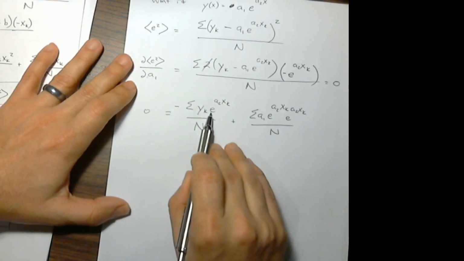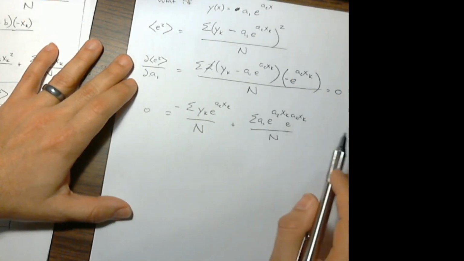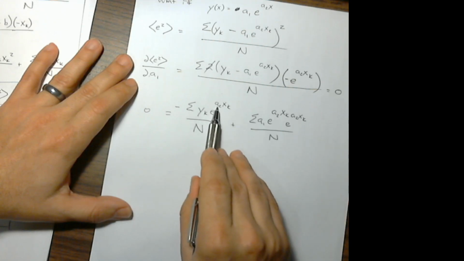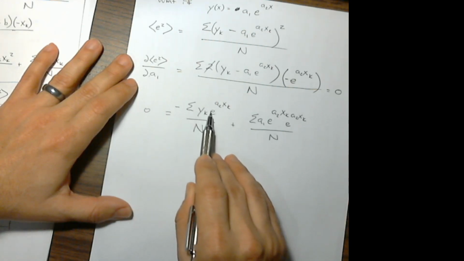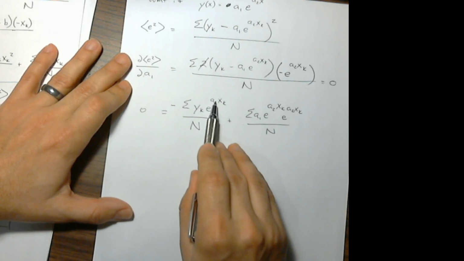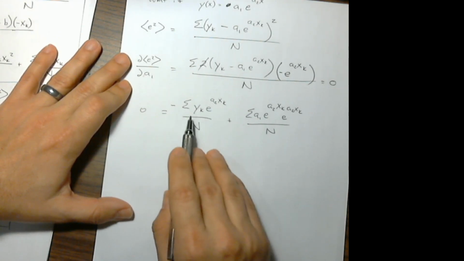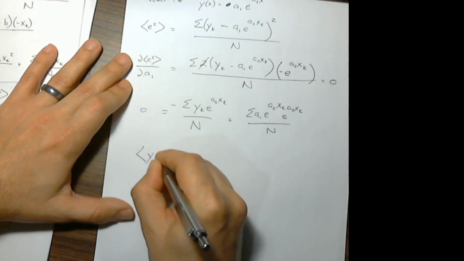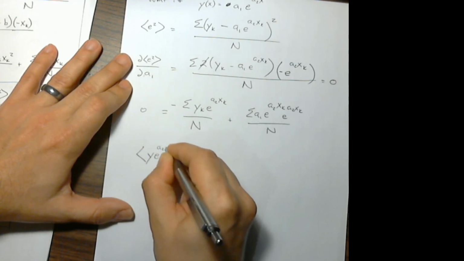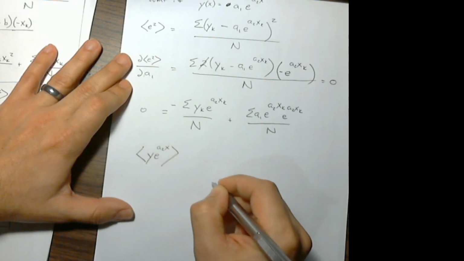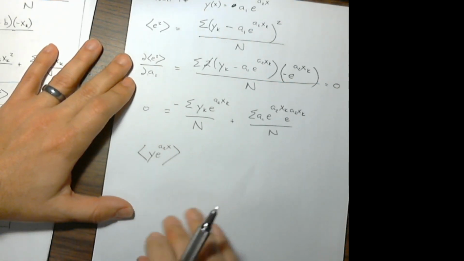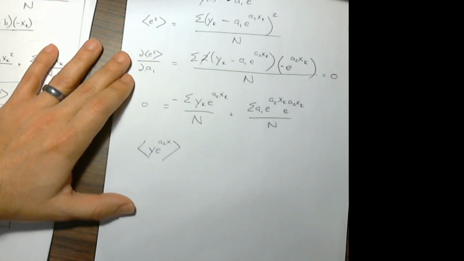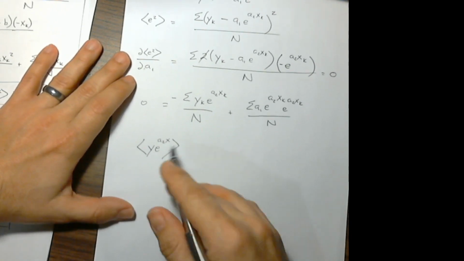So the problem is A2, I can't get to it. It's trapped inside of this exponent, and I cannot possibly pull it out of the summation. And so we're trapped with this. I can't solve for that A2. It's inside the expected value, and there's no rule of algebra that will allow me to pull that out. I'm stuck.